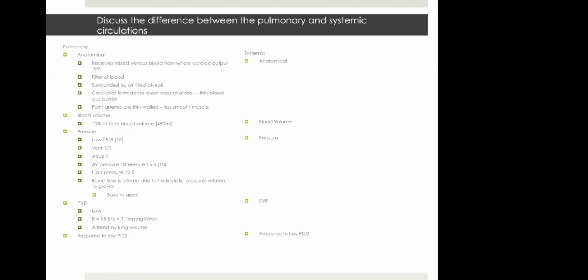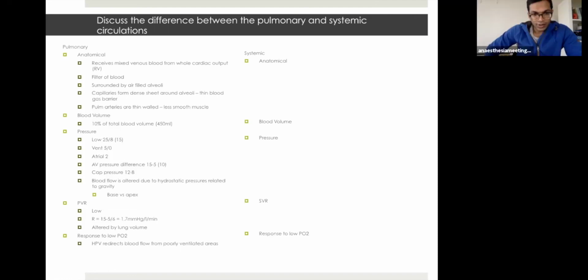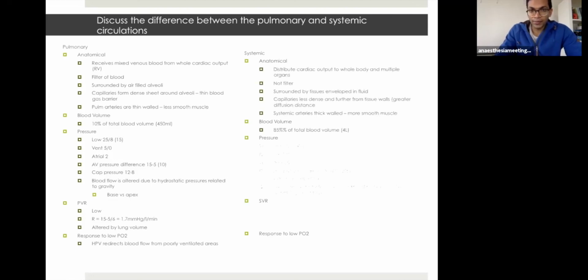And then in terms of response to low oxygen, I actually didn't get to that part. But the pulmonary system has its hypoxic pulmonary vasoconstriction, so the blood vessels constrict when there's low oxygen content. Yeah, that's good. So response to low PO2 specifically, hypoxic pulmonary vasoconstriction due to low PO2. Perfect. I've got this on the other side.